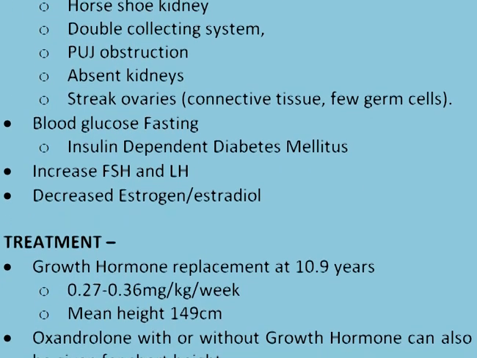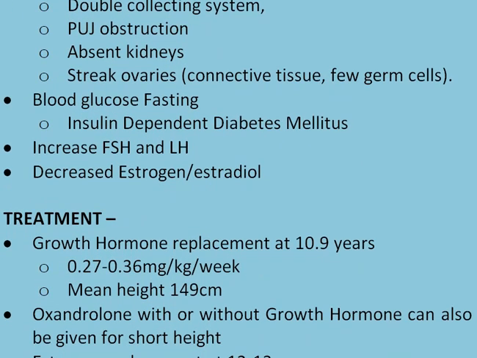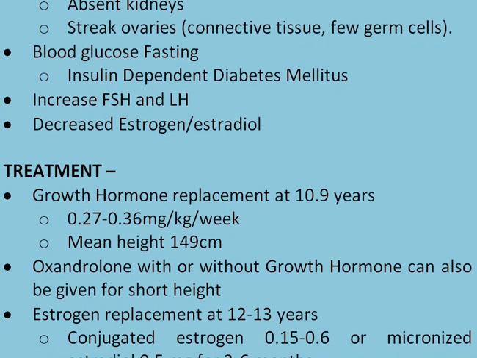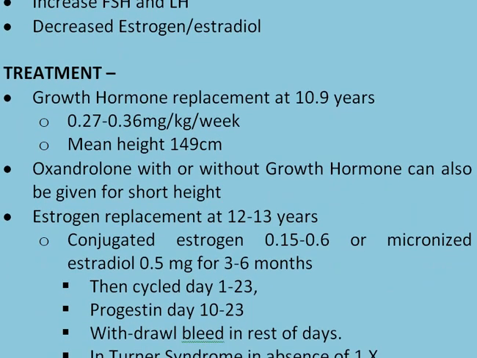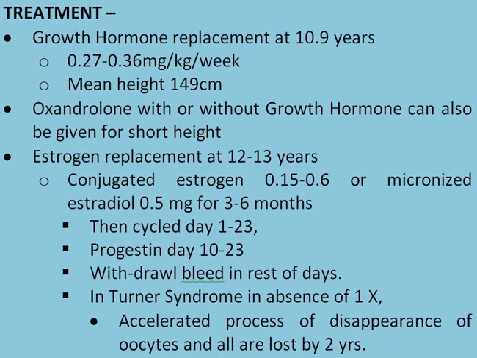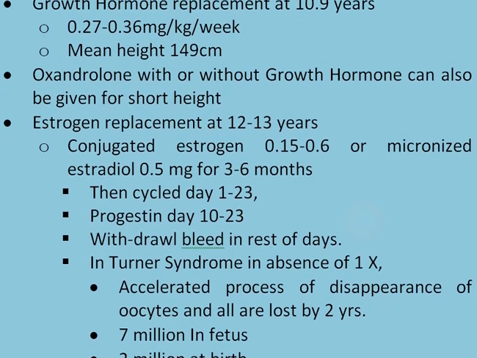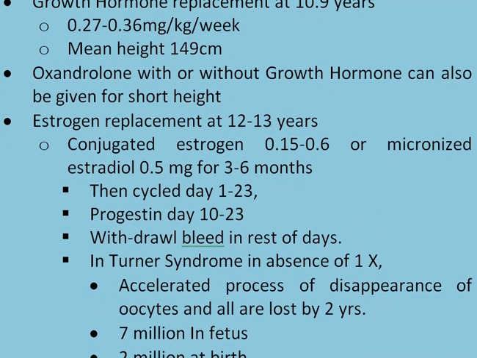The treatment of growth hormone deficiency is growth hormone replacement, which is started at 10.9 years. The dose is 0.27 to 0.36 mg per kg per week. It should be stopped when the mean height is reached. Oxandrolone with or without growth hormone can also be given for short stature. Estrogen replacement is at 12 to 13 years in girls: conjugated estrogen 0.15 to 0.6 or micronized estradiol 0.5 milligram for 3 to 6 months. Then cycled for day 1 to 23. Progestin is given for day 10 to day 23. Then withdrawal bleed in the rest of the days.